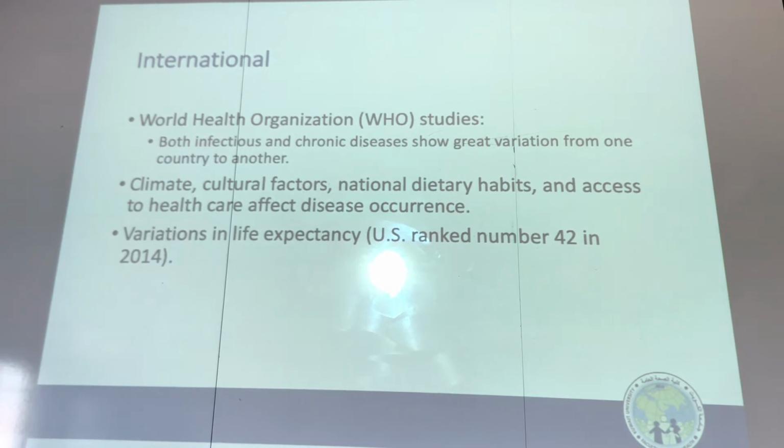Both infection and chronic diseases show great variation from one country to another. Climate and cultural factors are important. National dietary habits and access to healthcare affect disease occurrence. Variation in life expectancy: the US ranked number 42 in 2014.